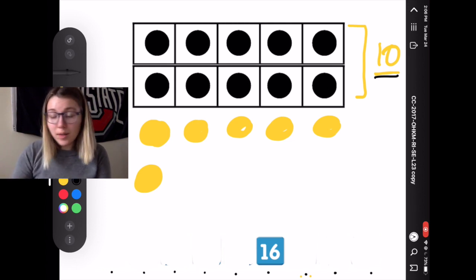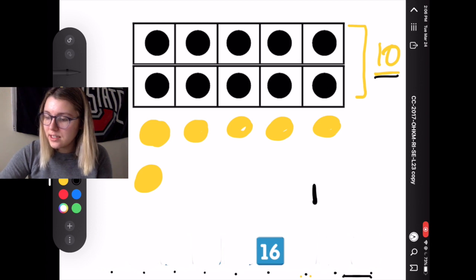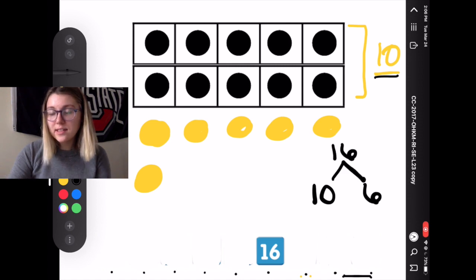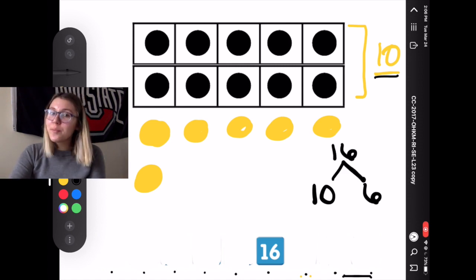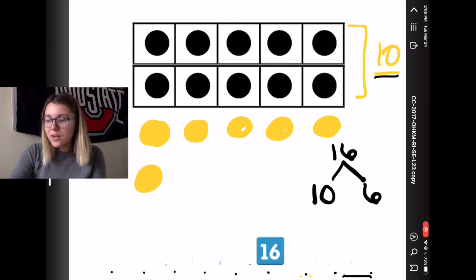And I can use a number bond to show this by putting down I have 10 and 6 dots gives me 16 total dots. So I can use that with bigger numbers too. And that's exactly what you guys are going to do.